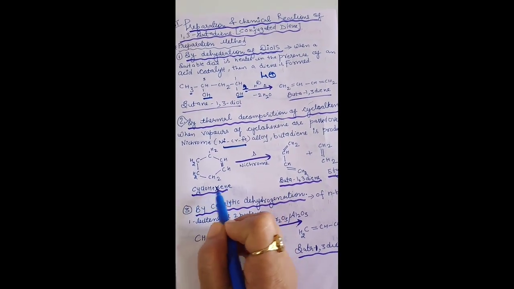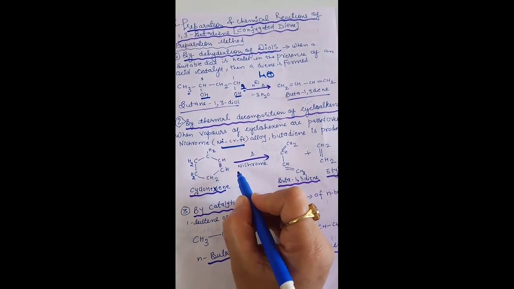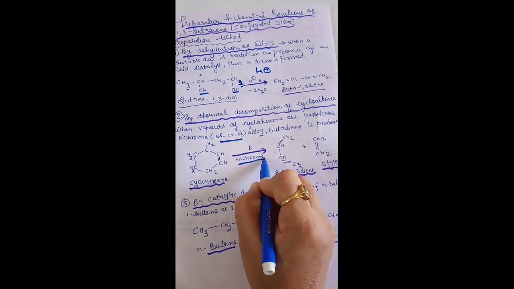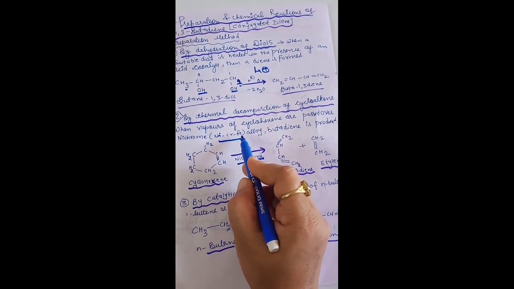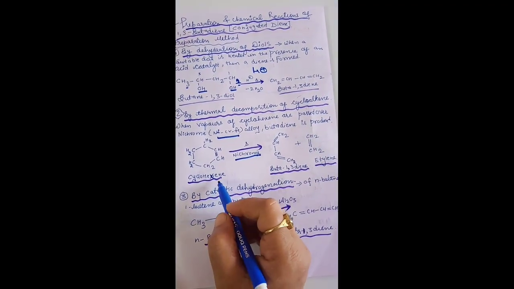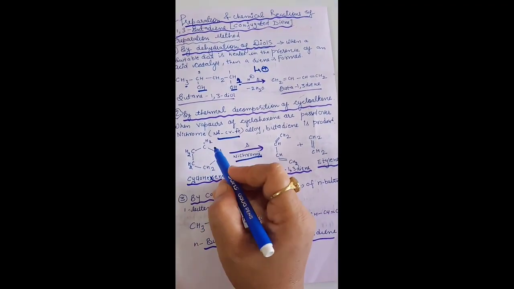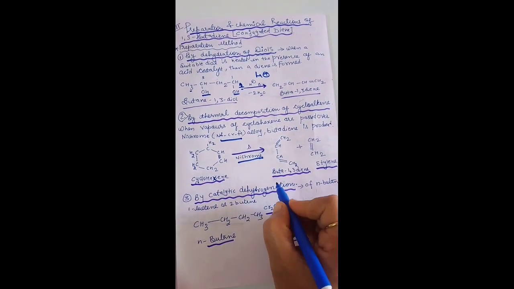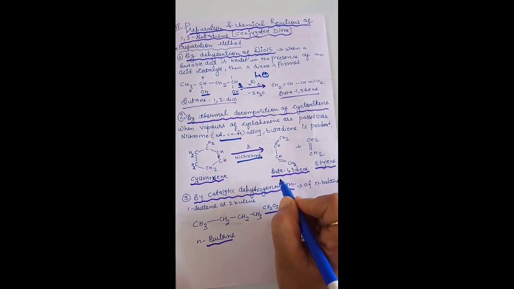This is cyclohexene, and when it is heated in the presence of nichrome, butadiene is formed. Nichrome is an alloy of nickel, chromium and iron. It is simple: the bonds are broken between these two, so we get the products 1,3-butadiene and ethylene.